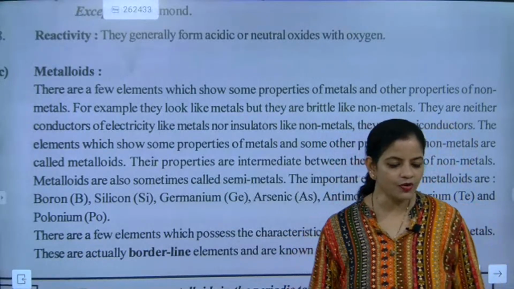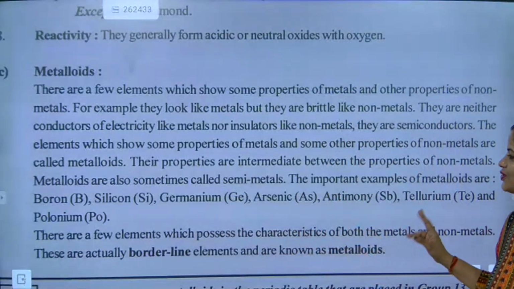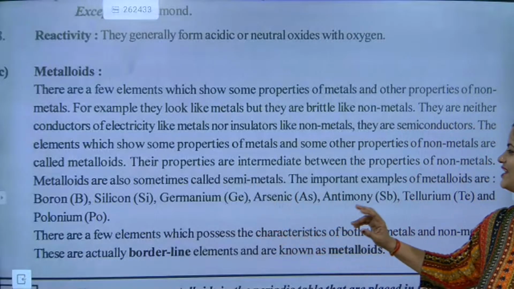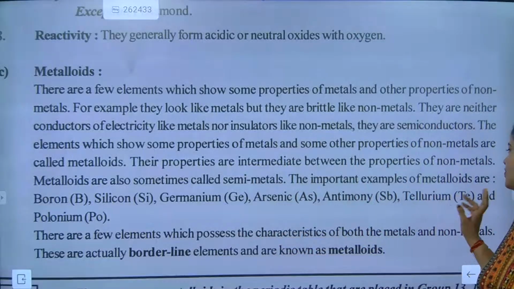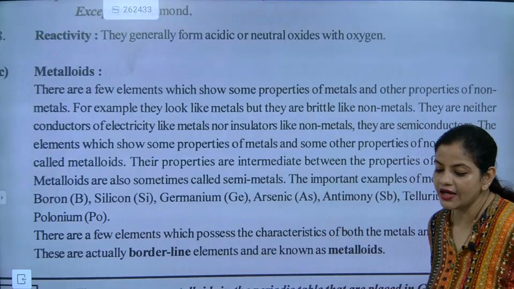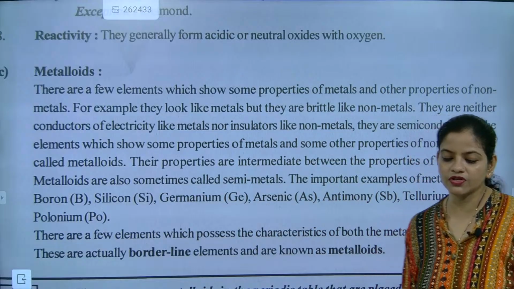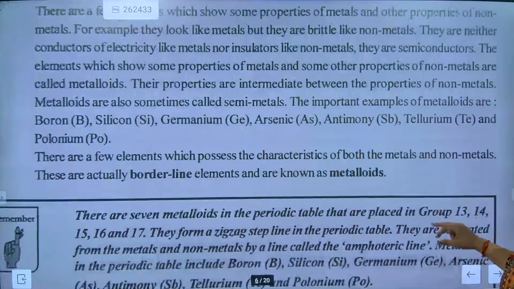He was talking about what, beta? Boron. Most of the time he was talking about boron. So boron, silicon, germanium, arsenic, antimony, tellurium, and polonium. They are what, beta? They are metalloids, because they possess properties between metals and non-metals.